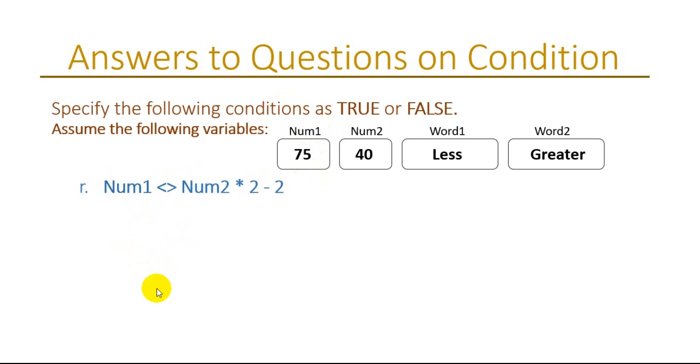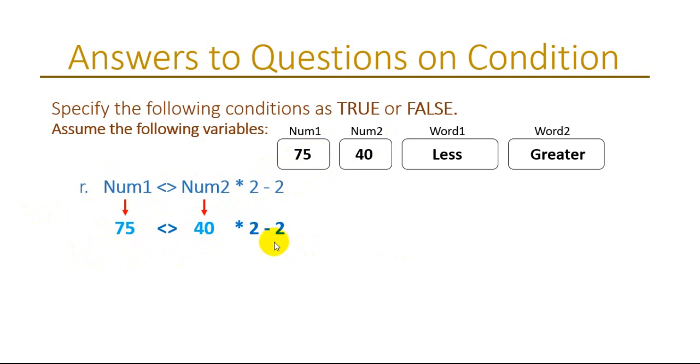Okay, so let's go to the next one. Now here we have num1 not equal to num2 multiplied by 2 minus 2. So let's replace these variables num1, num2 with their values. So num1 is actually 75, num2 is 40. Yes, and then we have multiplied by 2 minus 2 not equal to. So this is the expression now after substituting the variables with its values.